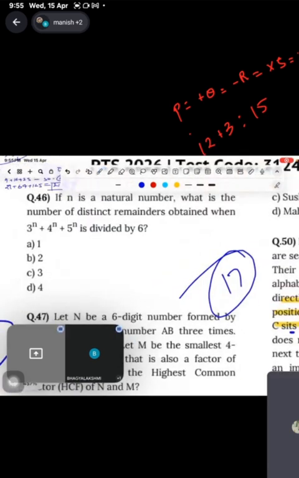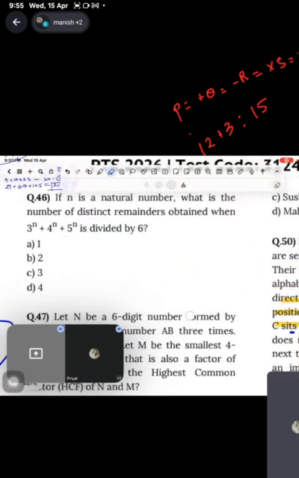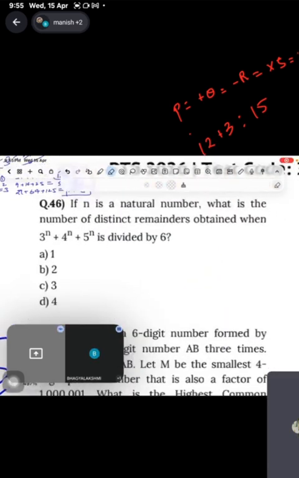See, guys, this is a very easy question. I want you guys to solve this question. If n is a natural number, what is the number of distinct remainders obtained when 3 power n plus 4 power n plus 5 power n is divided by 6? Tell Priya, how will you solve this question?